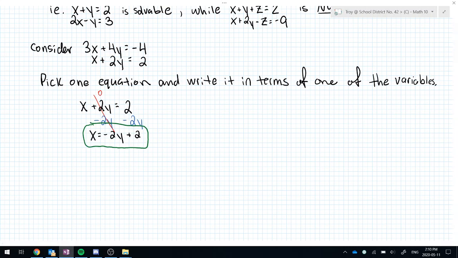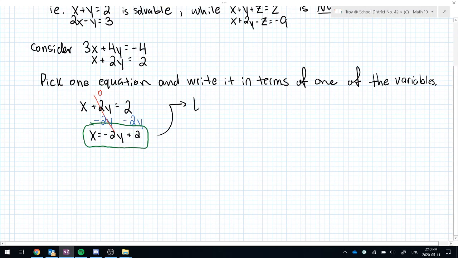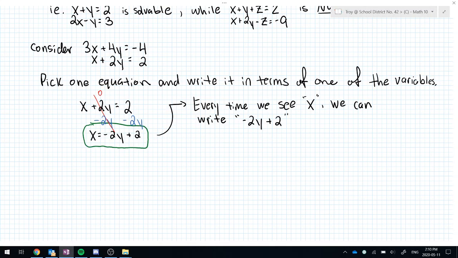Okay, so why do we care? Well, for both equations, not just the second equation, but all the equations in this system, we know now that every time we see x, we can write negative 2y plus 2, right? Because they're equal. X is equal to negative 2y plus 2 in this system. That's a true statement always for this system.